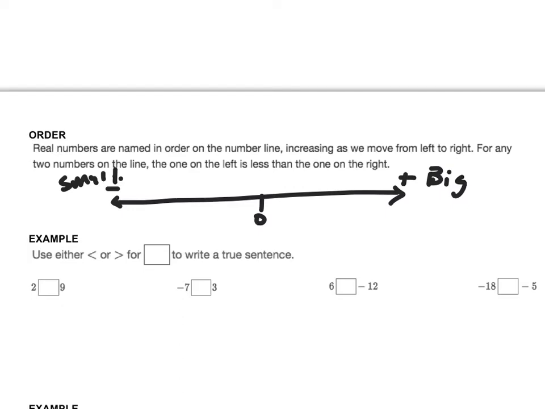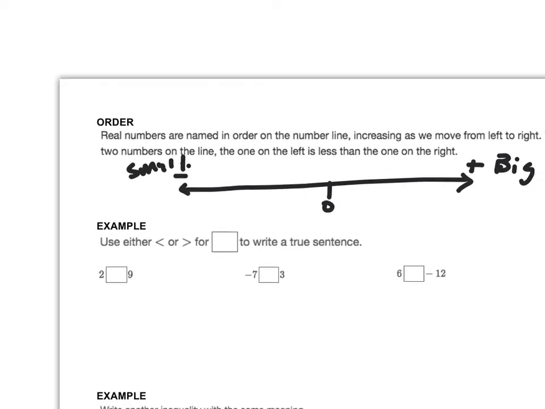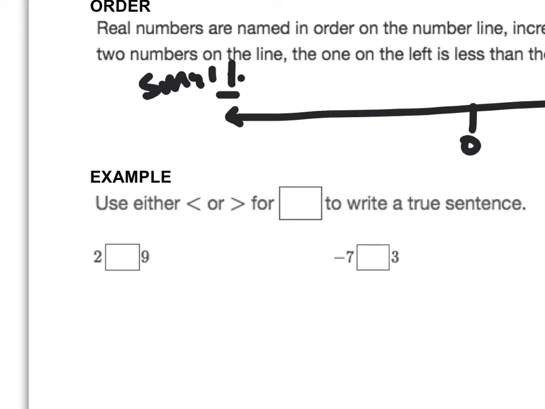For all these different examples, we want to classify these as either less than or greater than to write a true sentence. What I want to know is which number is larger. Is 2 larger than 9, or is 9 larger than 2? The answer, obviously, is that 9 is larger than 2. That should be pretty easy for us. But in order to show that 9 is larger than 2, I need to put this symbol in here.